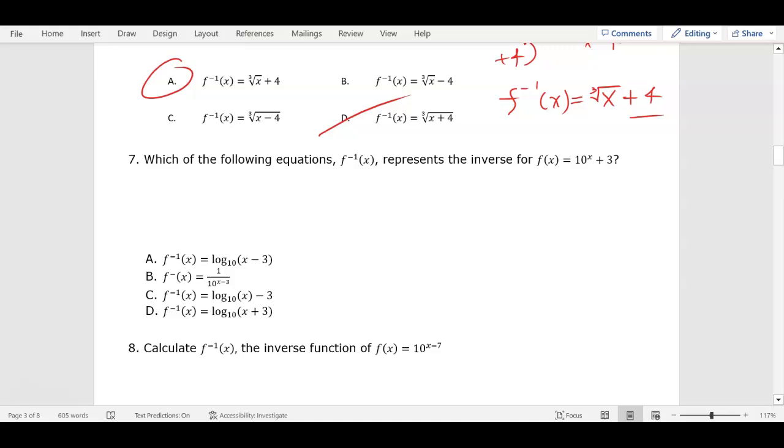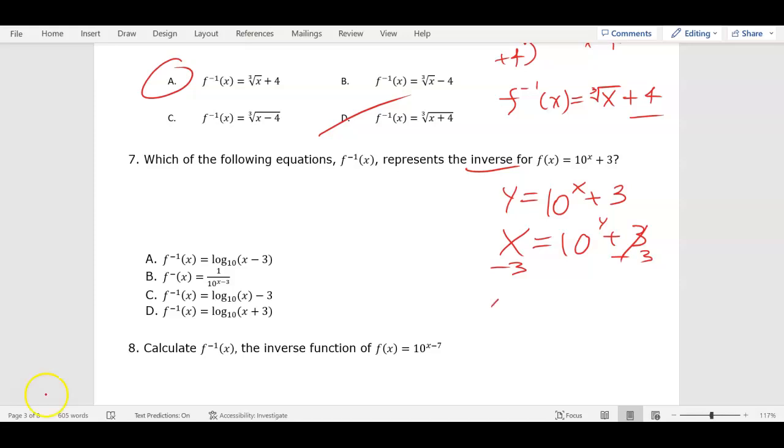All right, once again, we're doing the inverse, so we're going to rewrite this as y equals 10 to the x plus 3. Switch x and y. X equals 10 to the y plus 3. All right, so now I want to solve for y. Before I even mess with this, I want to get rid of this plus 3, minus 3. And remember, x minus 3 is x minus 3.